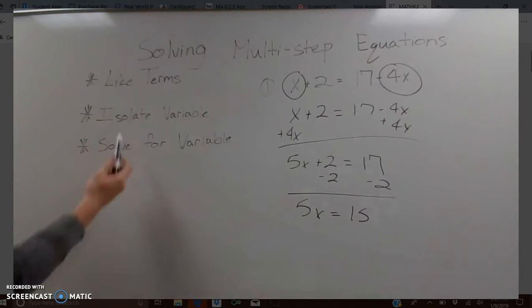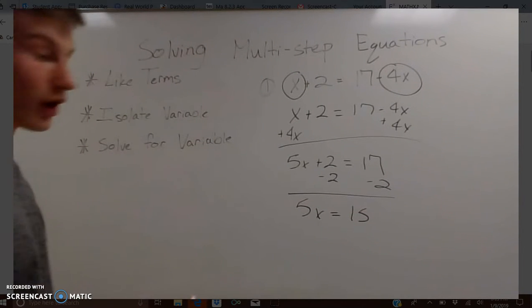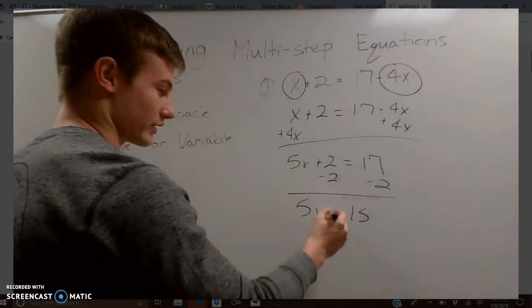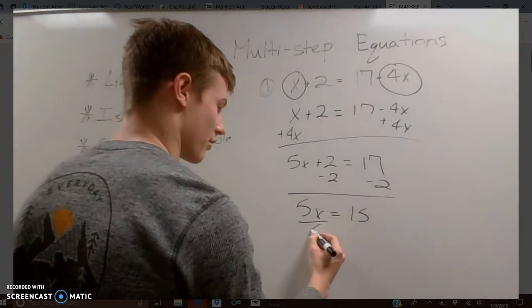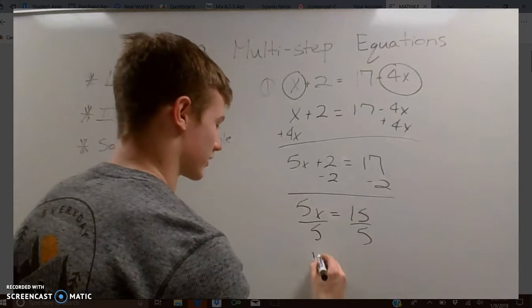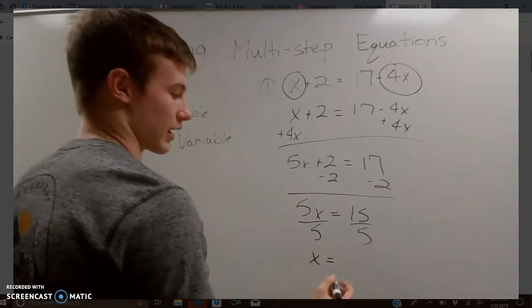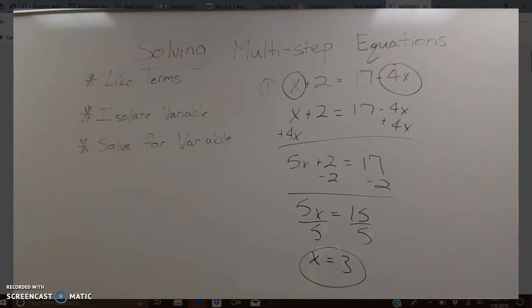We have two steps when we isolate our variable. So our next step is to solve for the variable. To solve for the variable, we need to get x alone. We need to isolate x. What we're going to do here is we're going to divide by 5. Which gives us x equals 15 divided by 5, which is 3. Sorry, I took it wrong. 3.